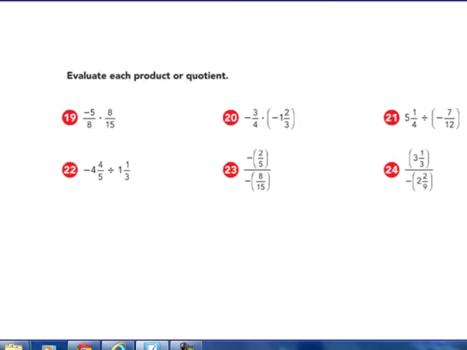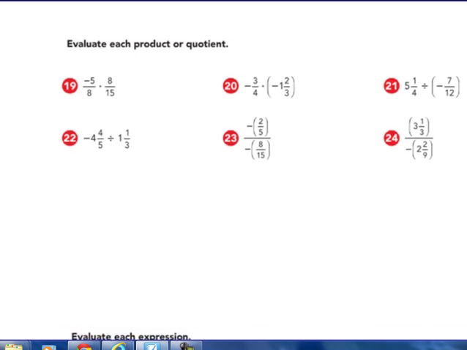Again, we're going to do some of these in class together, so I am skipping around. Number 19. Evaluate each product or quotient, same direction that we had before. When we multiply our fractions, we're going to cross-cancel common factors. 5 does go into 15 3 times. So I get 1 times 1/3, and it is negative 1 times 1/3. I have one negative in my product, so my answer is going to be negative 1/3.